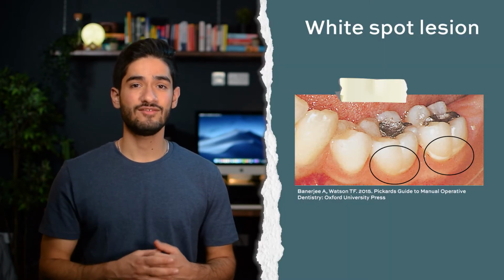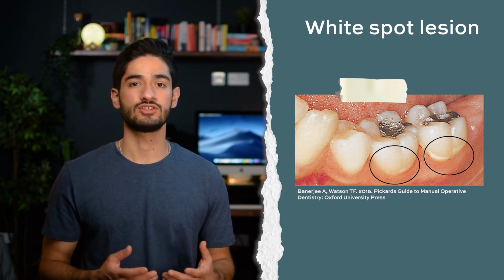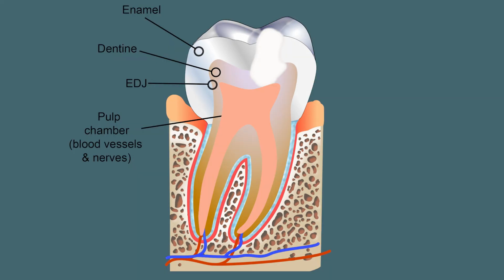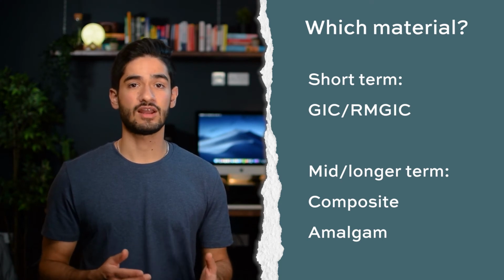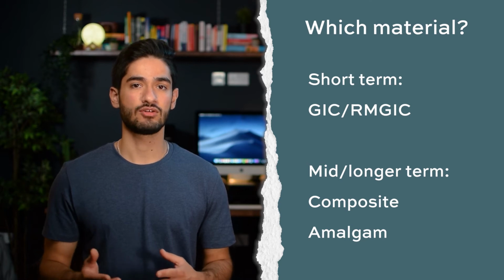Now, if you see a non-cavitated carious lesion, you would just treat that by applying fluoride varnish and monitor it to make sure it's not getting any worse. However, if it was a larger carious lesion into dentine, you would need to drill away the caries and fill it in. At this stage, you need to decide what you will fill it in with, and this can be a temporary material like GIC or resin modified GIC, or a more mid to long term material like composite or amalgam.